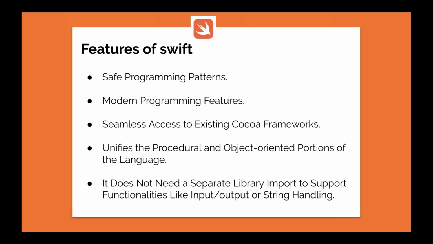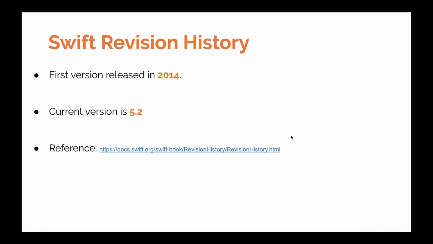So if you want to develop an application based only on procedural language, you can follow procedural programming, or if you want to go with object orientation, you can do that. It doesn't need any separate library; it uses the actual libraries implemented by Objective-C. The current version is 5.2. The first version, 1.0, was released in 2014, and the actual development of Swift started around mid 2015 or early 2016, with version 2.0.